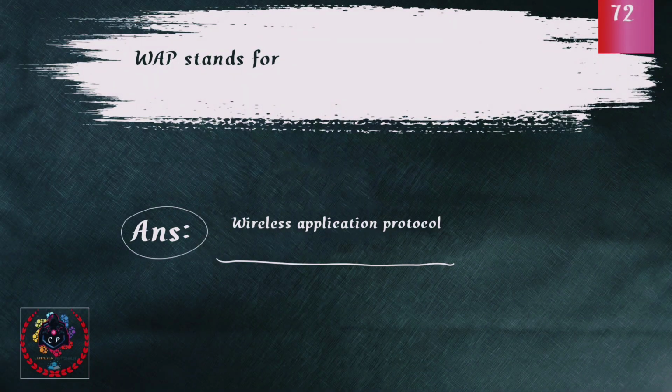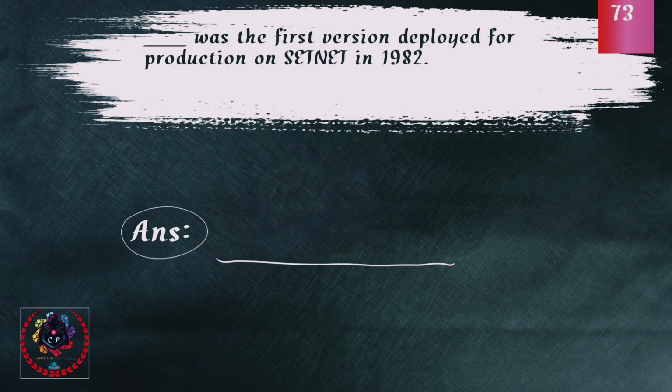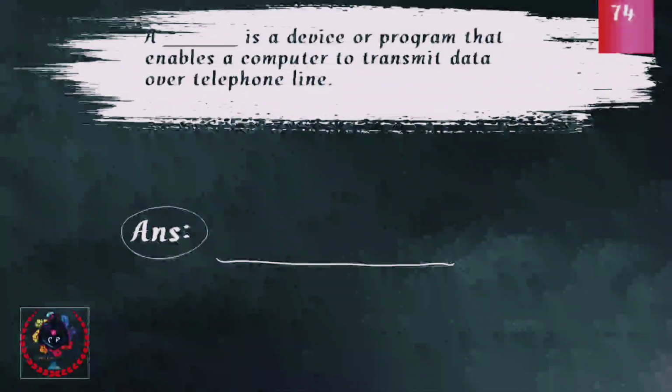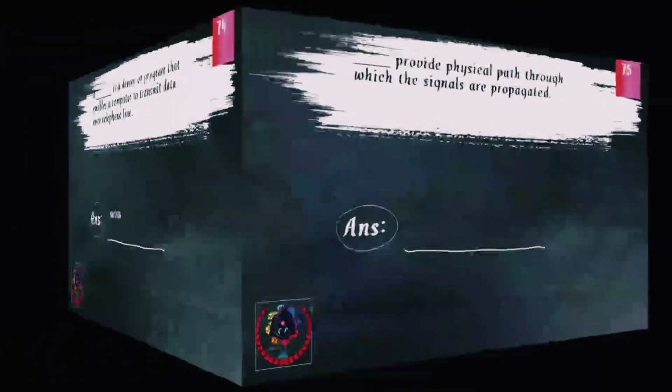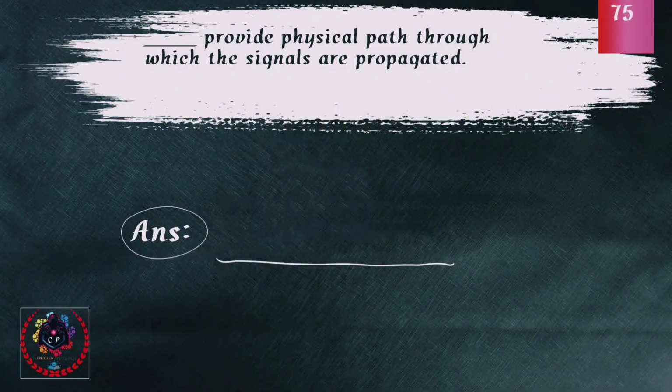WAP stands for Wireless Application Protocol. Was the first version deployed for protocol production on SatNet in 1982. IPv4. Is a device or program that enables a computer to transmit data over telephone line. Modem. Provide physical path through which the signals are propagated.